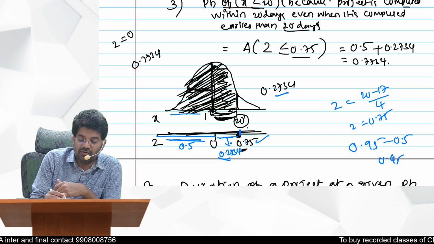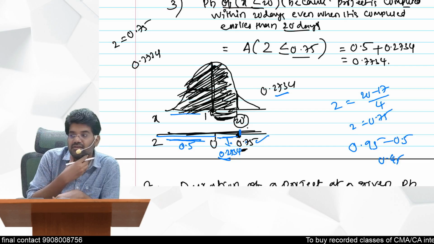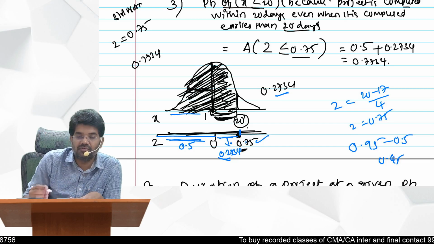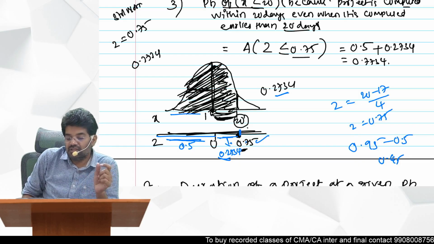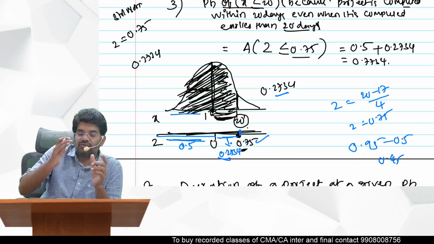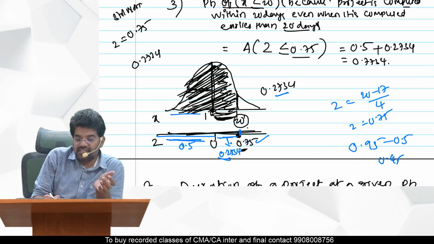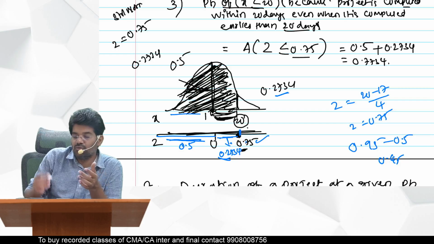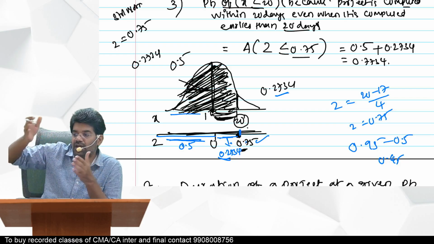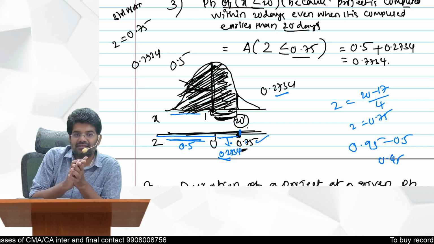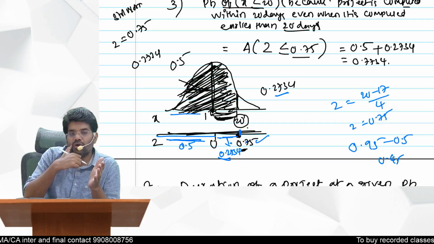Z value of 0.75, which table? The standard normal distribution table value they have given. So what is the meaning of that? It gives you the value from 0 to only the X value. But I want this area completely. So we know that this area will be equal to 0.5. So what we should do is, whatever value they give you, add 0.5 to that value. Then you will get the probability.